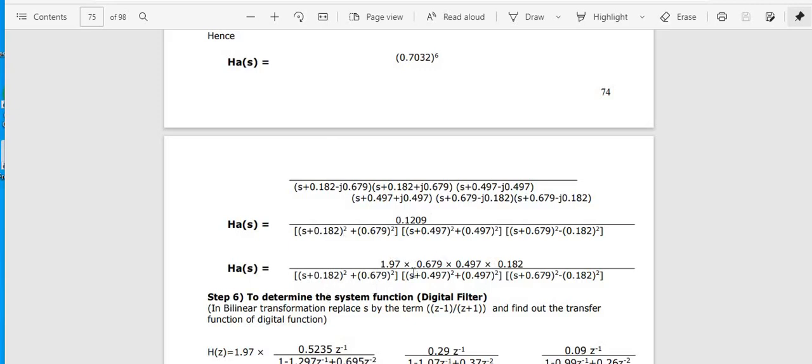So what is this answer? How did we get that 1.97? That 1.97 we just want to write in terms of the 0.7032 we have, right? So we are further classifying it and writing it down. That's the reason we have mentioned it in this format. Clear? So this is your H k of s.